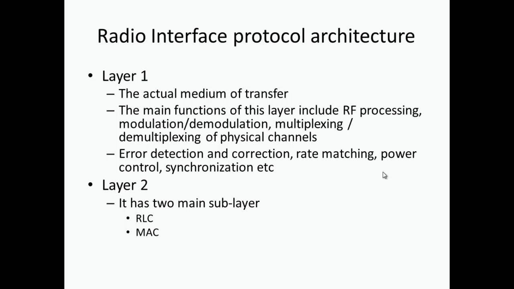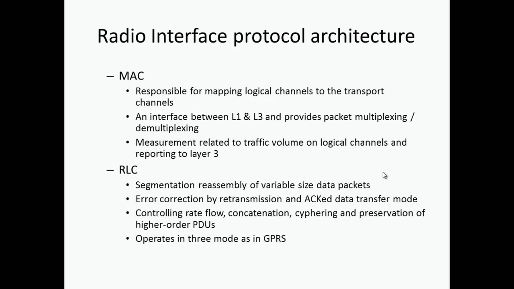Next is layer 2. Layer 2 actually comprises two main sublayers. The first one is the RLC, radio link control layer, and the medium access control layer, MAC. The medium access control layer is responsible for mapping logical channels to transport channels, interfacing between L1 and L3, and providing packet multiplexing and demultiplexing. Measurement of traffic volume on logical channels and reporting to layer 3 is also handled by the MAC layer.